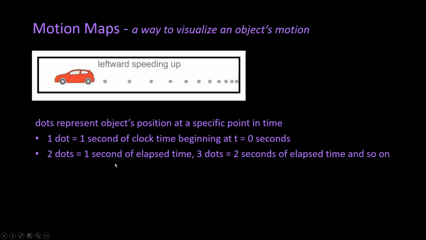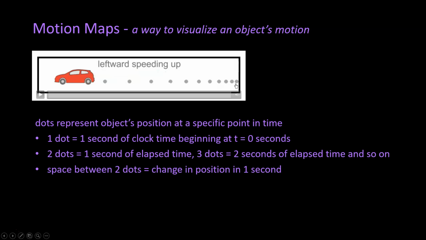2 dots equals 1 second of elapsed time. In other words, from here to here is 1 second. 3 dots represents 2 seconds of elapsed time, and so on. When you're doing a motion diagram, if you're doing it for 10 seconds, you're going to have 11 dots. The space between the 2 dots is equal to the change in position. Notice here, there's not much change in position in 1 second, but now here there's quite a bit of change in position in 1 second.